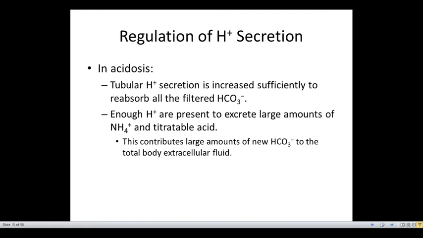In acidosis, tubular hydrogen ion secretion is increased sufficiently to reabsorb all the filtered bicarbonate ions. Enough hydrogen ions are present to excrete large amounts of ammonium and titratable acid. This contributes large amounts of new bicarbonate ions to the total body extracellular fluids.